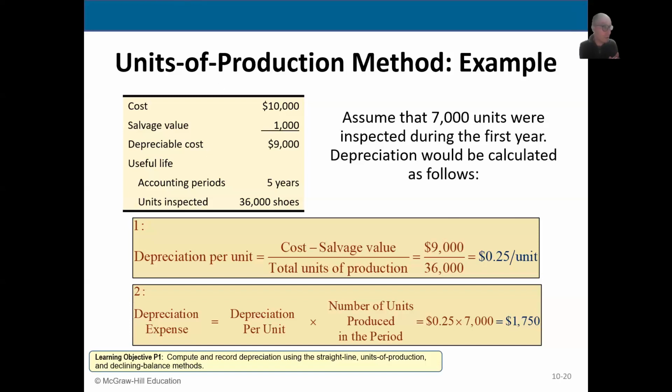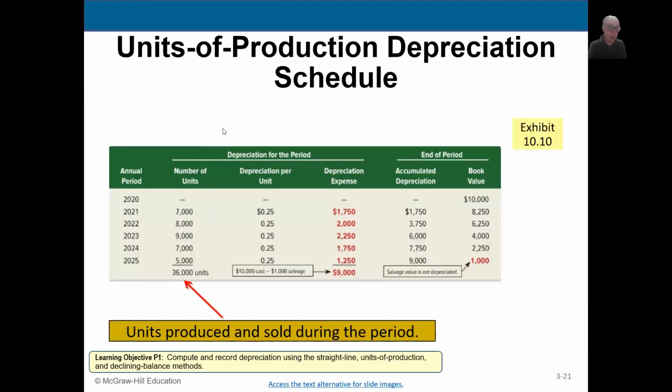Now we know that in manufacturing, we don't always make the same number of units every year. It just doesn't work that way. Some years you'll make more, some years you'll make less. So we use some information from what we call a production schedule. The production schedule is an estimate of the number of units that we expect to produce each year.